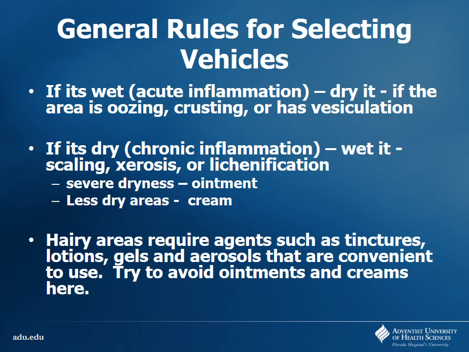So the general rule of thumb when you're selecting different vehicles is that if it's wet, you want to dry it, and if it's dry, you want to wet it. So for instance, if you're having a lot of acute inflammation, oozing, crusting, or vesiculation, you want to use more drying type agents versus if it's having scaling like ichthyosis. This is where you can use things that are going to be more hydrating, like creams, ointments, things like that. So we'll talk about the different vehicles in just a second here, but also considering things like hairy areas, they require things like tinctures or lotions. They can be pretty convenient to use because they can help to get down to the skin a little bit more easily. And then we'll see that you want to avoid ointments and creams. It makes a bigger mess when you're dealing with hairy areas like that.